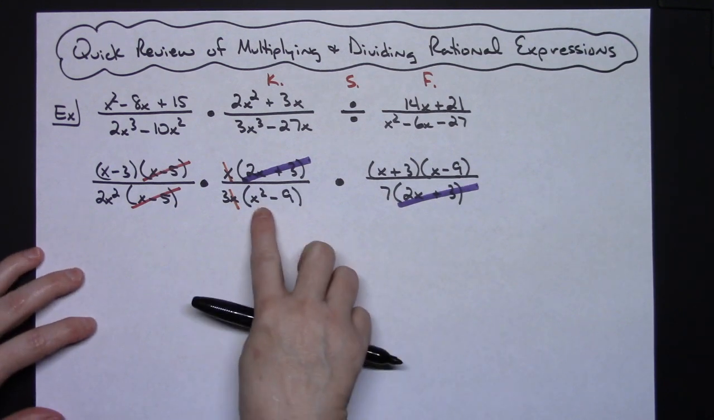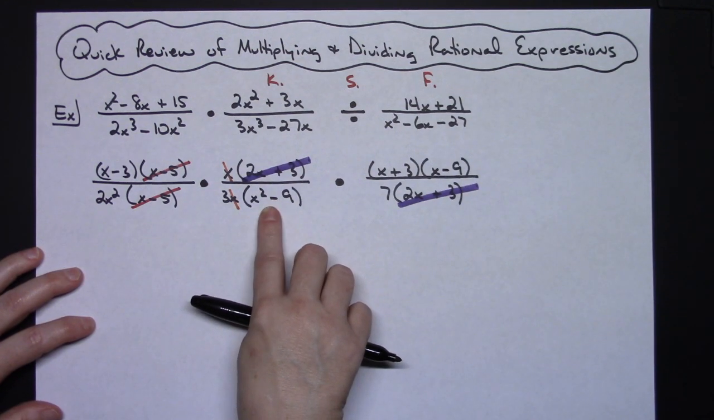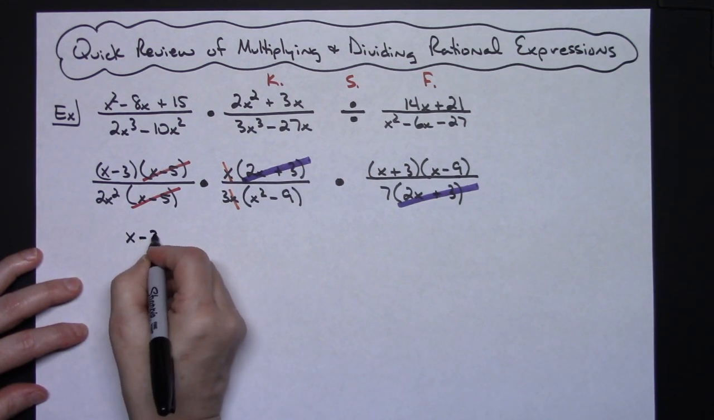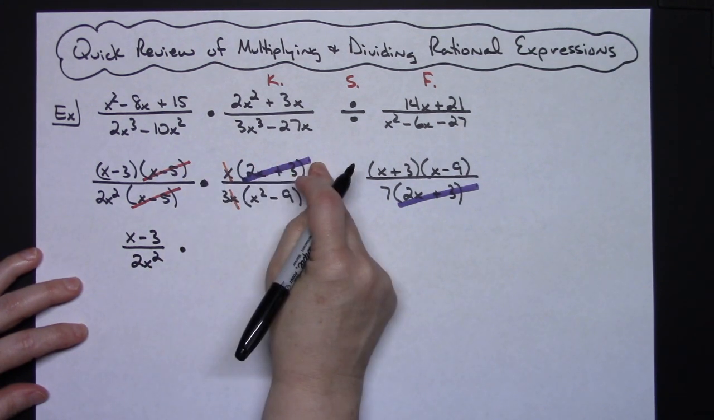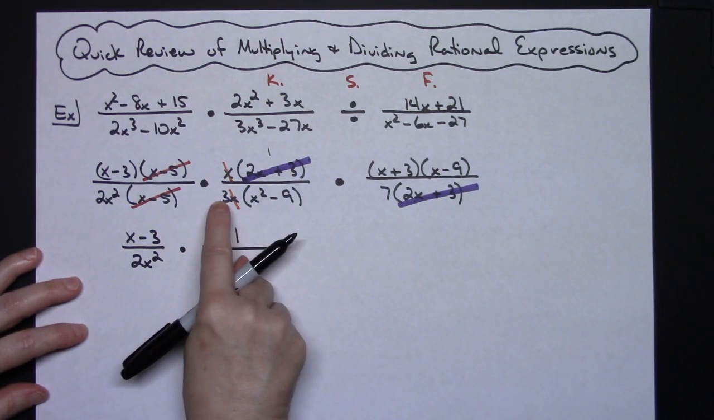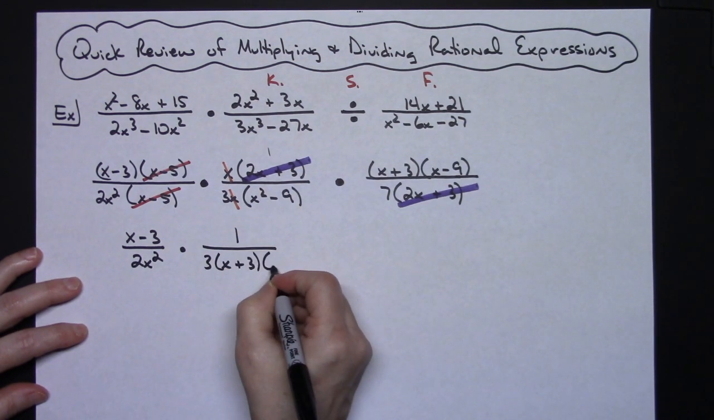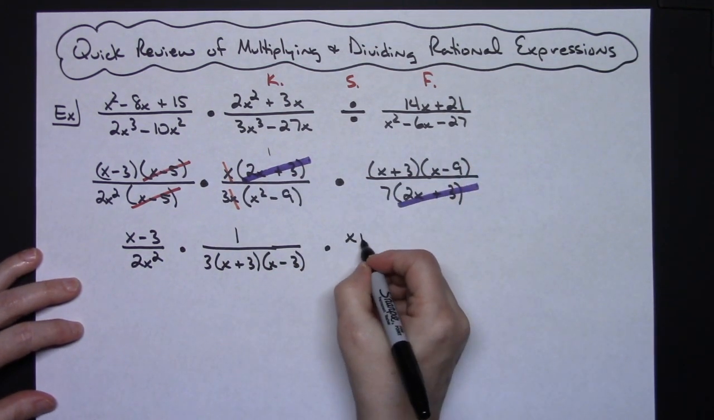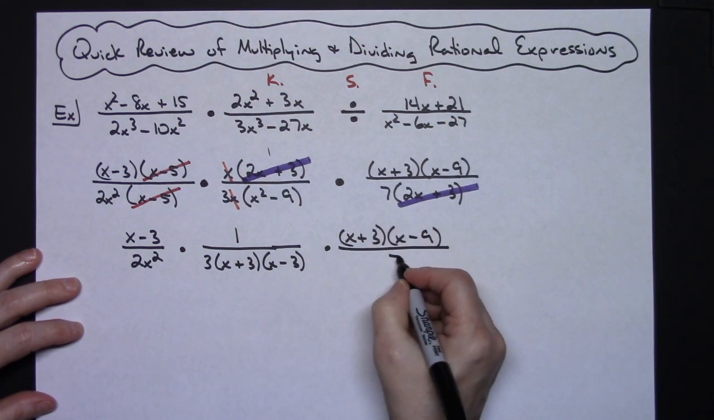Now I am going to rewrite, and because I see right here this says x squared minus 9, that means I can factor that one more time. But let's clean this up a little bit here. I'm going to have an x minus 3, and then that 2x squared right there. The numerator here is just going to be a 1, so let's put a 1 there. I'm going to factor this with that 3 right there, so I'll have a 3, and then an x plus 3 and an x minus 3, because that's the difference of two squares. Then here I'm going to have an x plus 3 and the x minus 9, and the only thing on the bottom is going to be that 7.